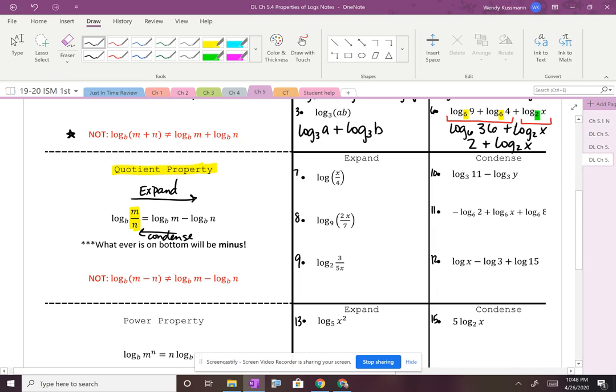Again, something to note is that you can't do this if there's subtraction in the argument. It can't be broken up into subtraction. Division breaks into subtraction. So let's go ahead and get into this.